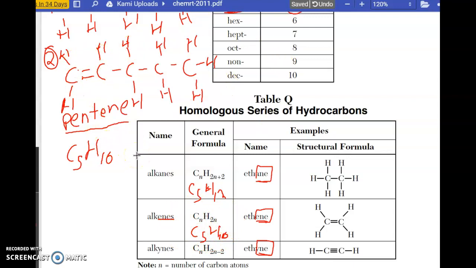But I could give you a question where I say, alright, I'm giving you a compound that has C5H10. Is it an alkane or an alkene? You would have to figure it out by comparing it to the formulas here. We'll do some practice problems with that in the next video.